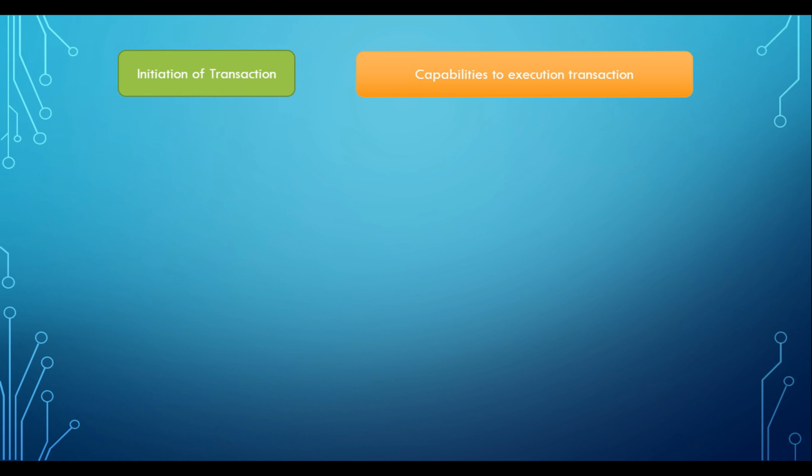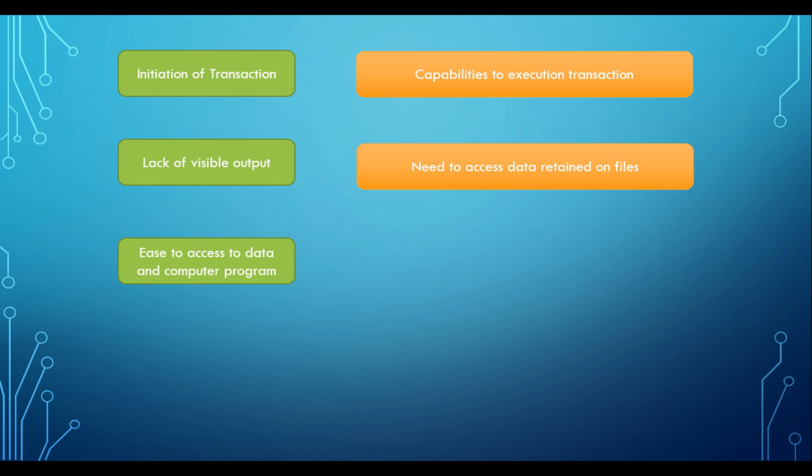Initiation of transaction. A computerized information system may have the capability to execute transactions automatically, for example, depreciation. The authorization for the transaction is not available. Then, lack of visible output. Its output may result in the need to access data retained on file, readable only by computer. Ease of access to data and computer programs. Computer programs can be accessed and altered in the computer or from a remote location. So, the auditor should review the appropriate control measures to prevent unauthorized access and alterations of the data.